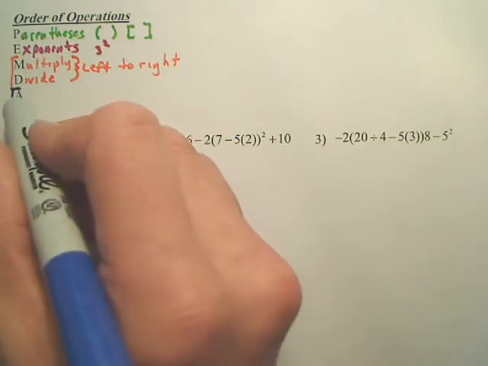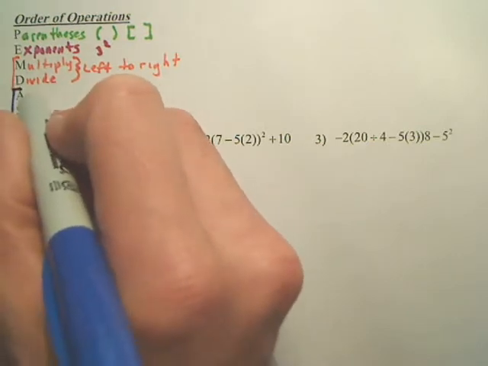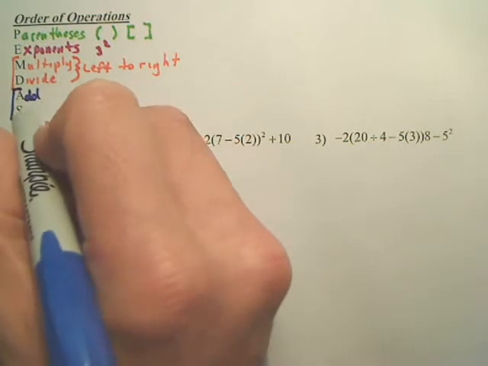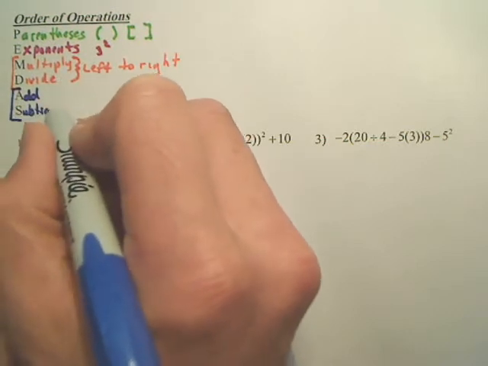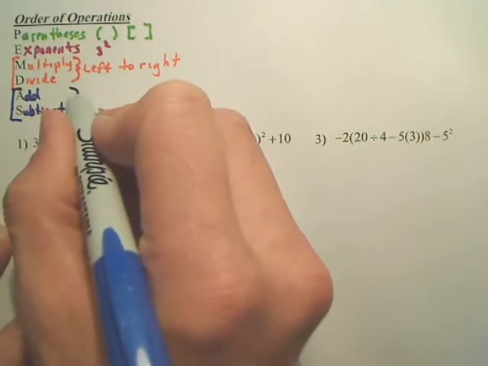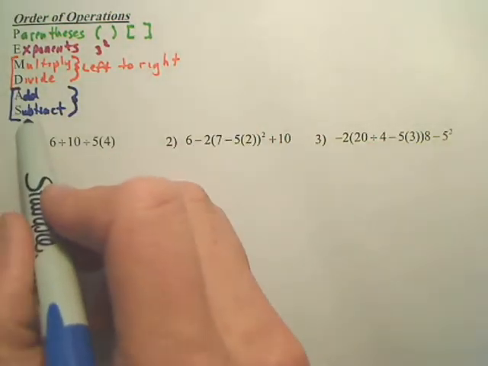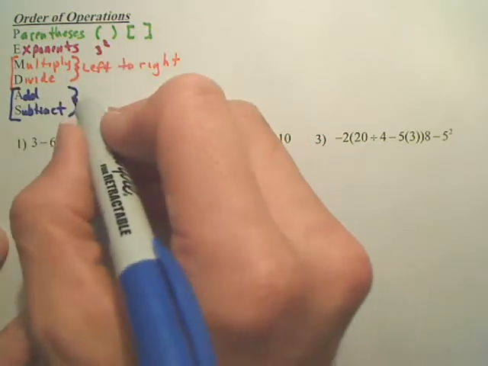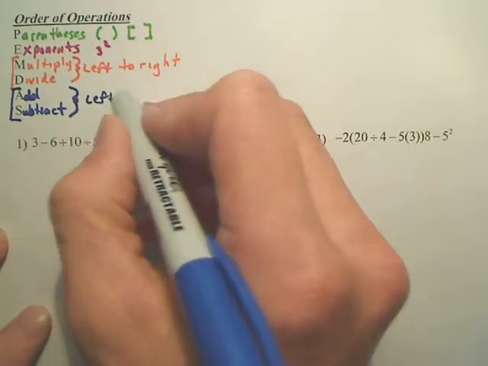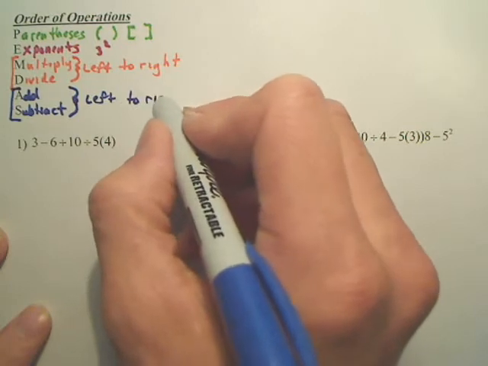Anyways, next one, what's A stand for? Add. And S stands for? Subtract. Now, do you understand adding and subtracting are just opposites of each other? Same thing. Add is not always before subtract. It all depends on going left to right.